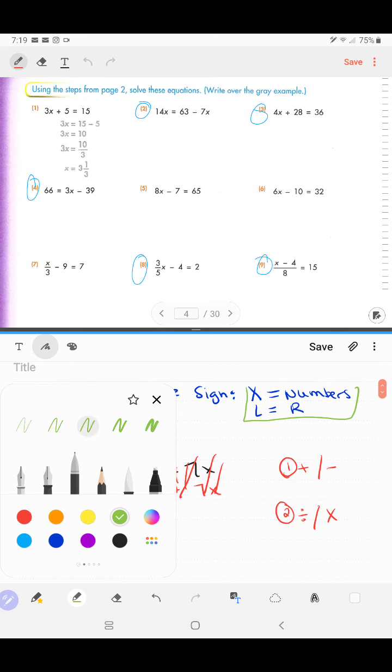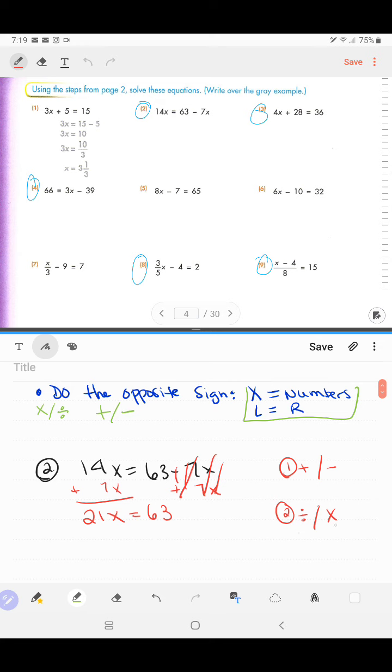And then the next step is divide or multiply. Again, this is multiplying already. So the opposite is division. So you divide with 21. Divide with 21. X is now free. X equals 63 divided by 21 is 3. So x equals 3.